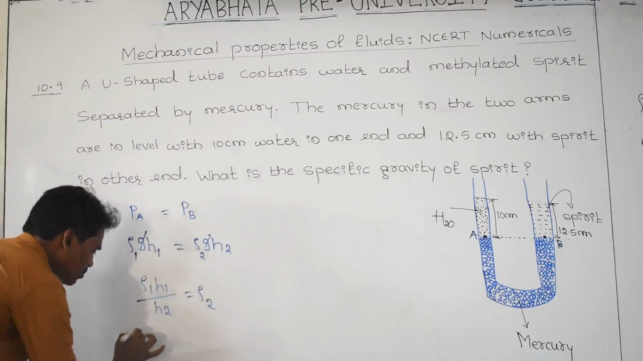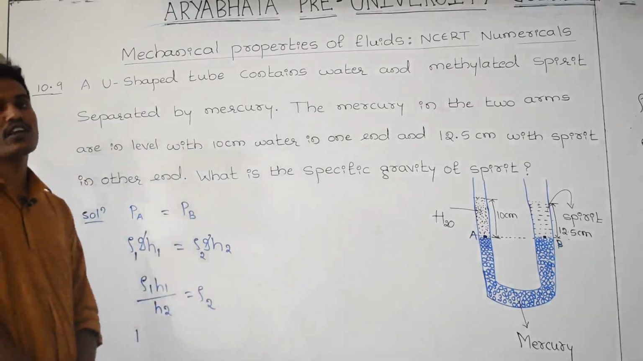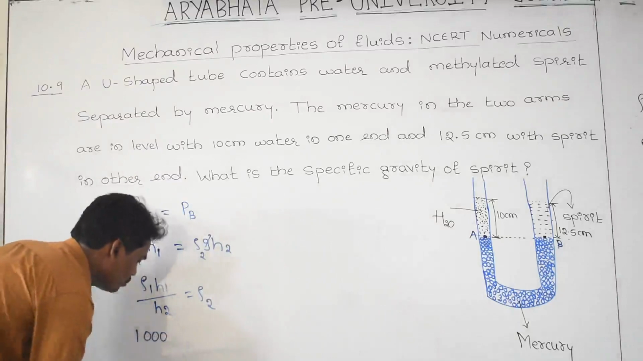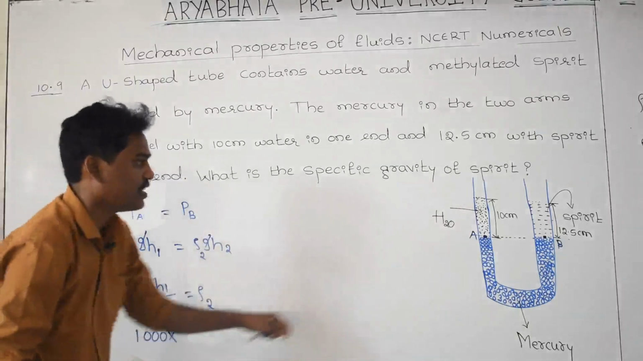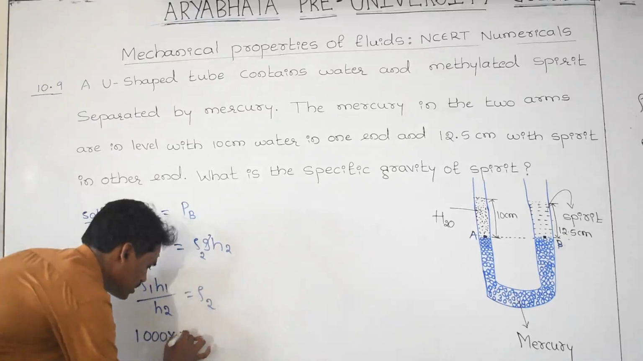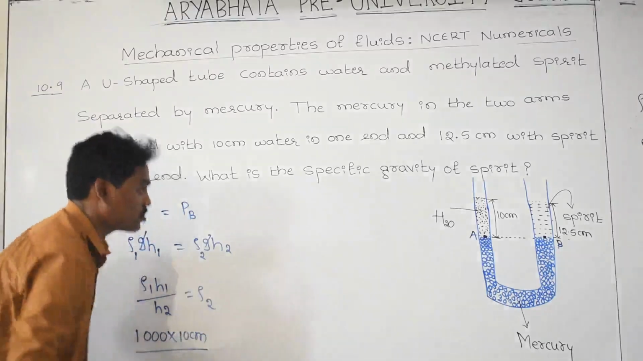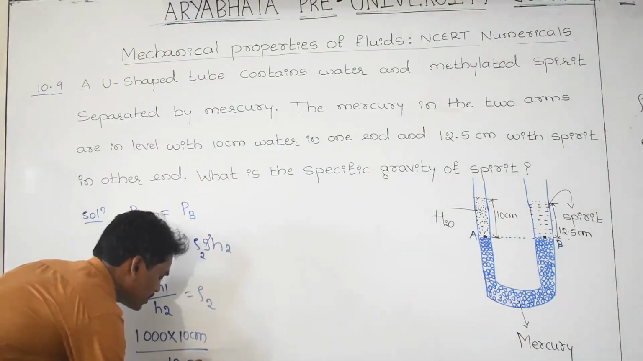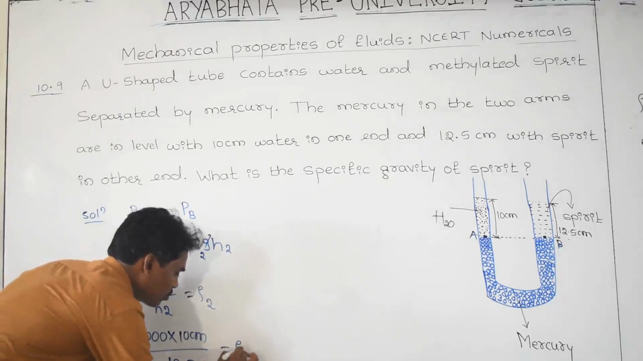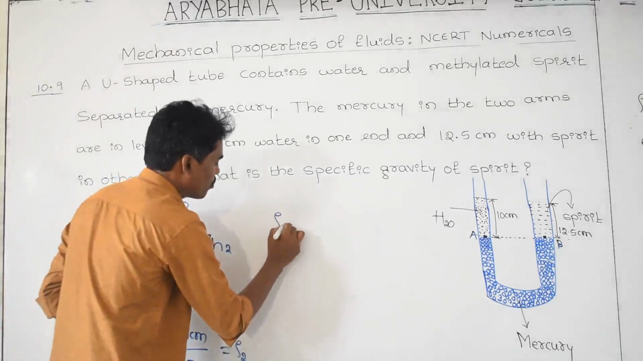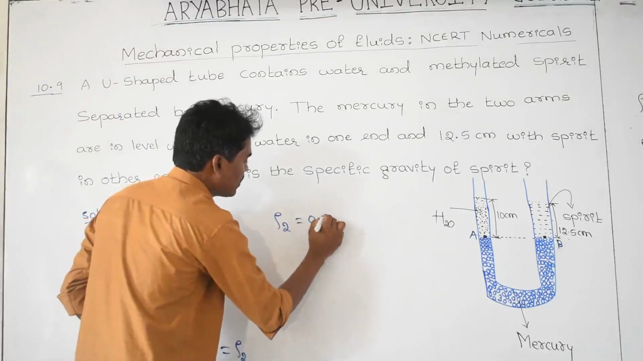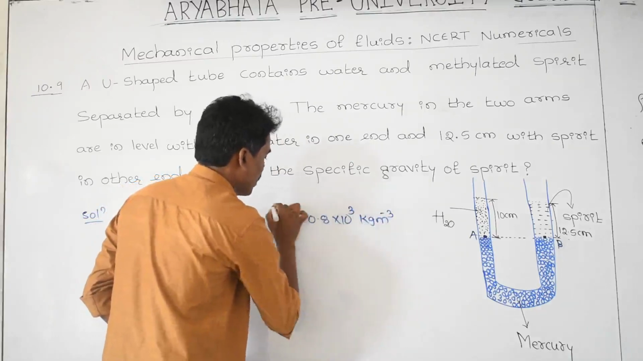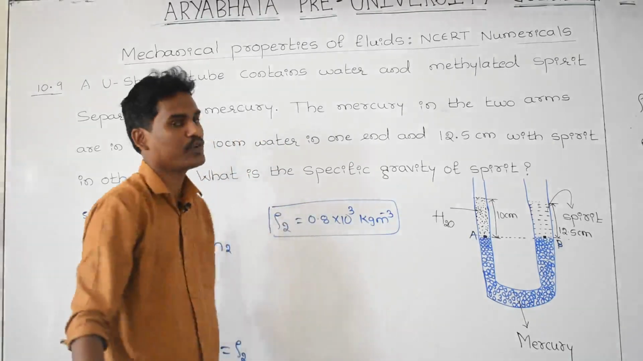Water density, that is standard, you know very well. The density of water at 4 degrees Celsius is 1000 kg per meter cube, into H1, which he has given, that is 10 centimeter, divided by H2, which he has given, that is 12.5 centimeter, and this is equal to rho 2. And if you work it out, rho 2 is equal to 0.8 into 10 to the power of 3 kg per meter cube, and this is the density of the spirit.